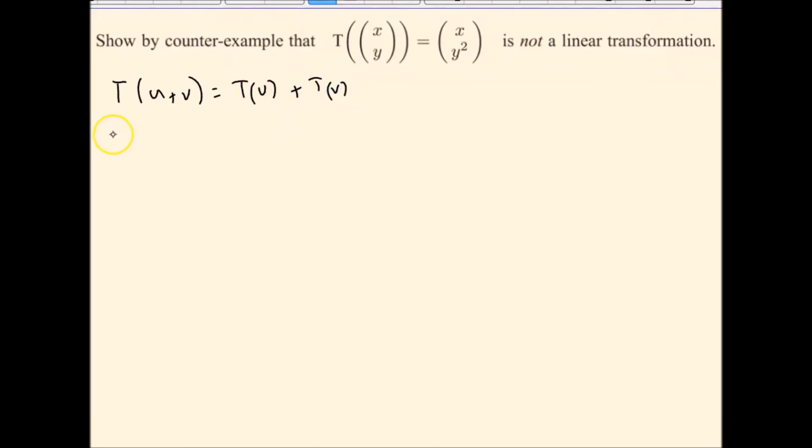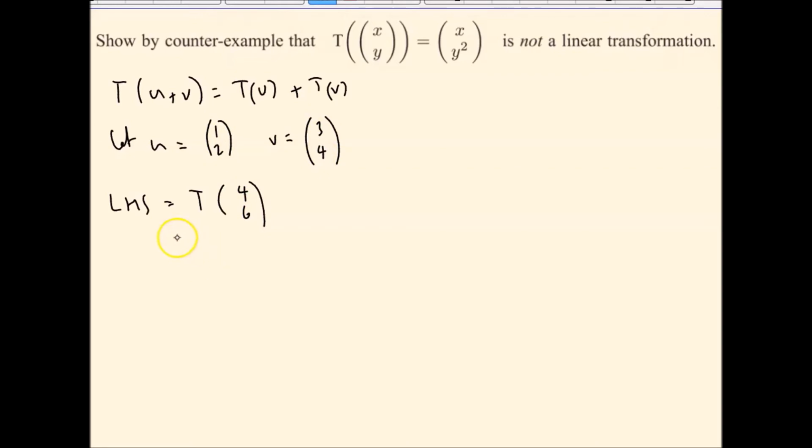So if I were to let u equal, say, (1, 2), and v equal, let's make it (3, 4), then the left hand side of this expression, I'm going to transform u plus v. So let's add those together and I get (4, 6). So if I transform that using this transformation up here, x remains x, so I end up with 4, and I end up with y squared, which is going to be 36.